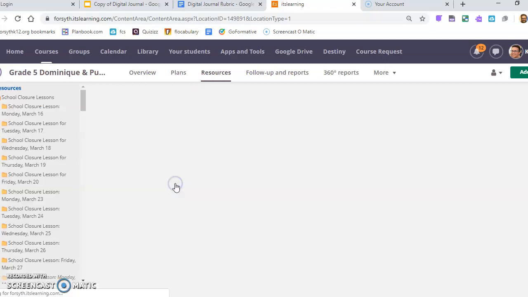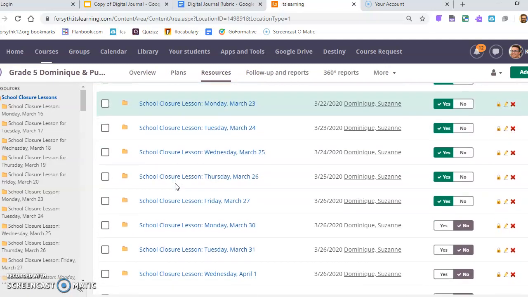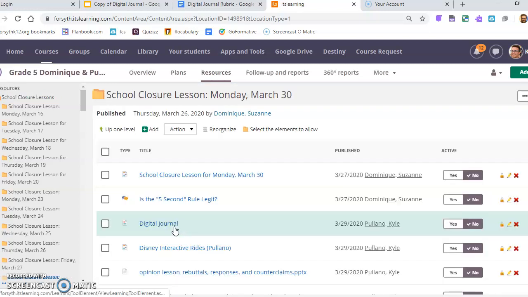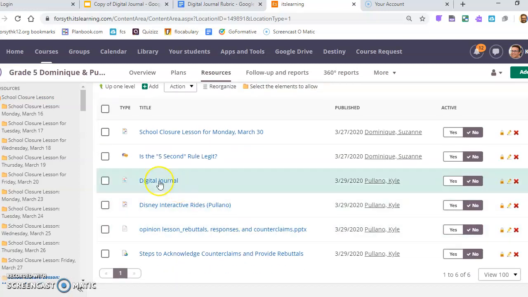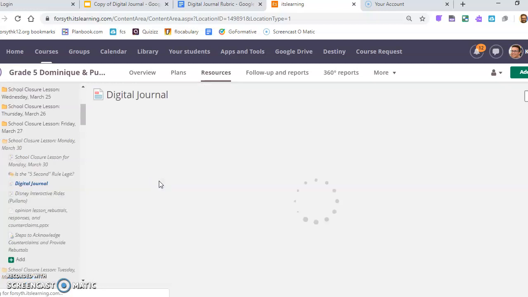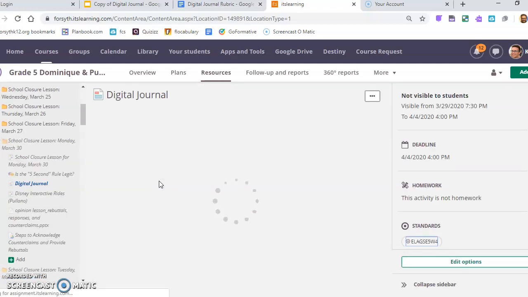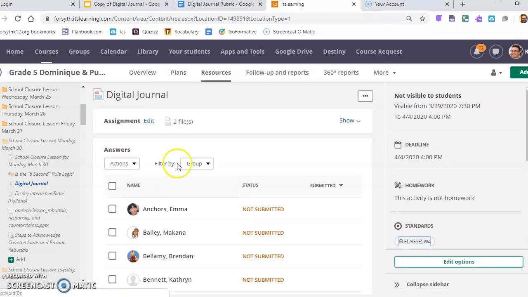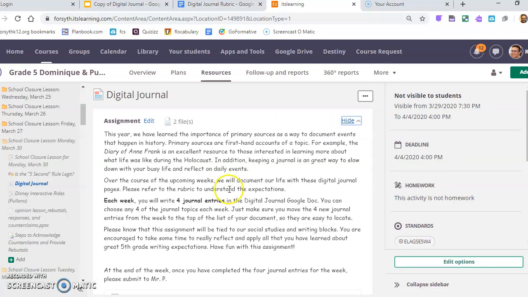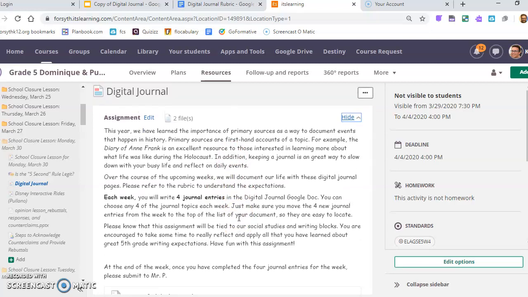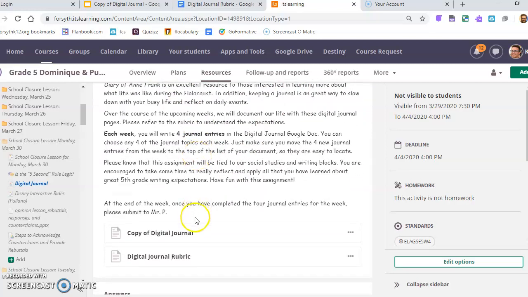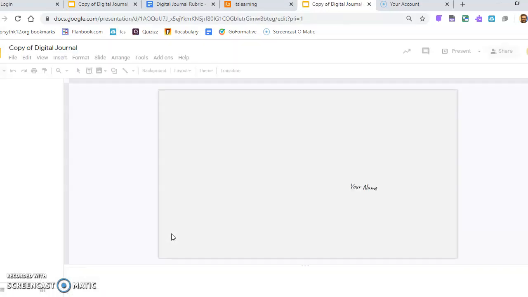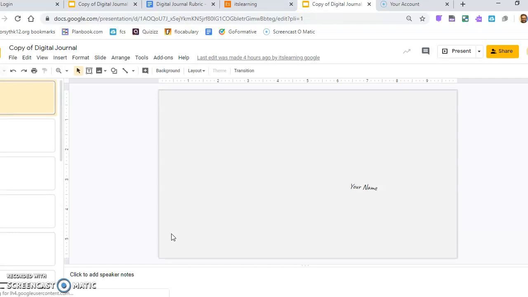So if you go to today's date, Monday, March 30th, you'll see several of the resources, including here where it says digital journal. When you go to the digital journal, you'll see it's an assignment that you have. For me, it shows the directions and each of you that I assigned it to, and it describes things. And if you see these two files, this is what you will need. As you do the digital journal, it will make a copy for you. And you'll see there's quite a few slides.